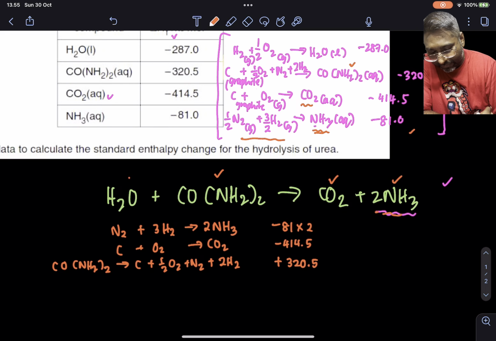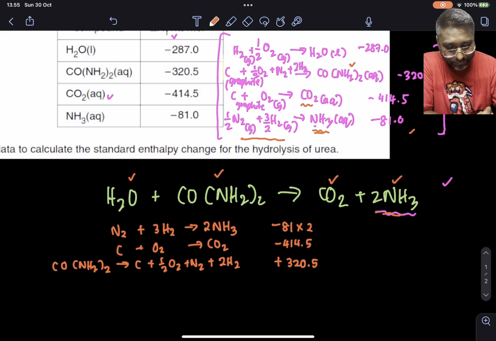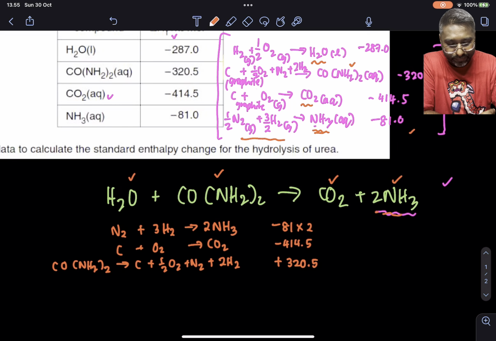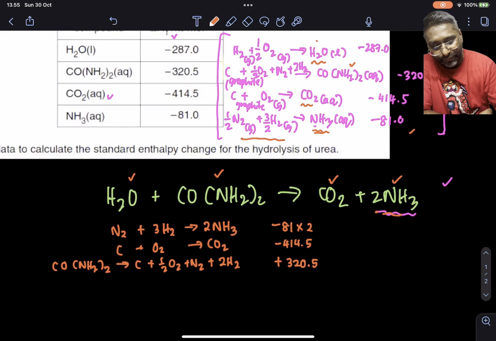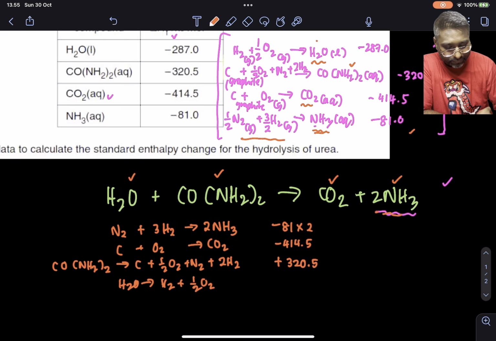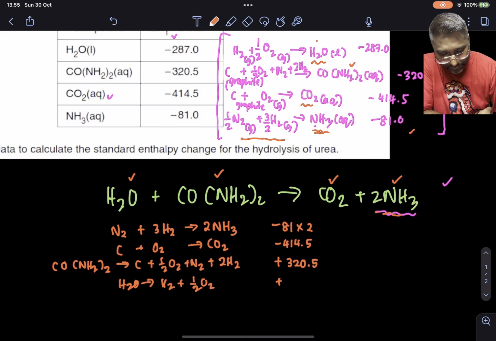And the last thing is going to be water. So let's look for water. The one that will give you water is going to be this one. The position is here in product. I want it in reactant, so you need to flip, similar to just now. So I will write down H2O to give you H2 plus half O2. The number of moles is still the same. So when I flip that, it will become from negative to positive. So you have this value.